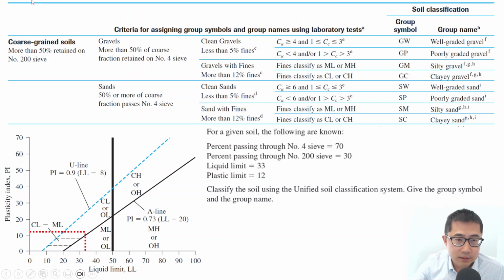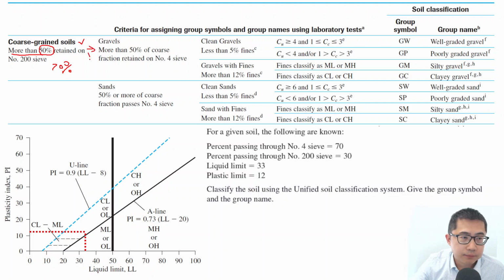With that, let's go back to this table. Let's see whether we can do something here together. First of all, do we or do we not have more than 50% retained on number 200 sieve? Well, yes, right? Because we have 30% passing number 200, so we actually have 70% retained on number 200 sieve. So this checks. We're looking at the coarse grained soil.